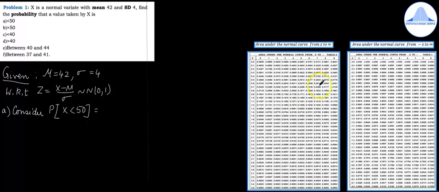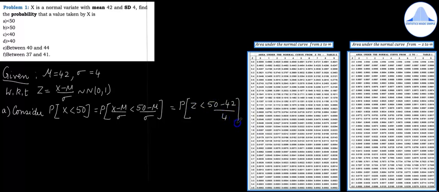So now because these tables are in terms of z, you have to standardize. So what do we mean by standardize? From x, you have to subtract mu and divide by sigma, then write less than, then write 50 and subtract mu and divide by sigma. So this is equal to probability of x minus mu by sigma, which is nothing but z, is less than 50 minus 42 divided by 4. So this is equal to probability of z is less than 2.